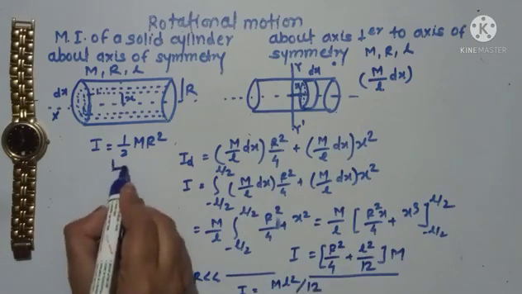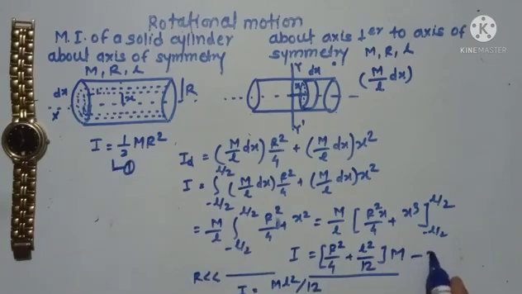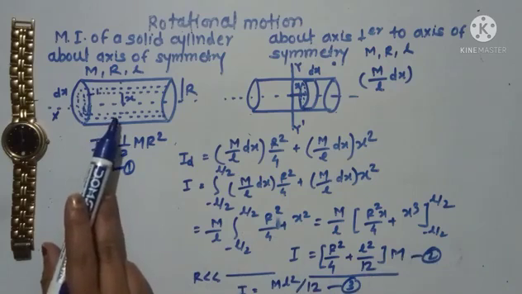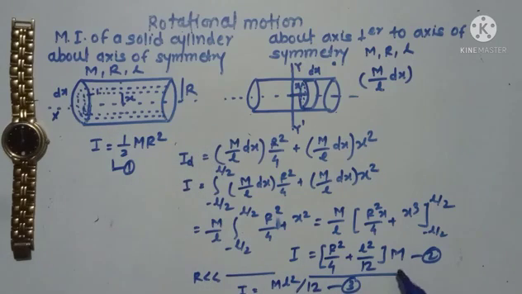So consider this as equation 1, this as equation 2, and this as equation 3. From equations 1, 2 and 3, we can say that this moment of inertia is strongly dependent on the shape of the body, and also it depends on the axis of rotation of the body.